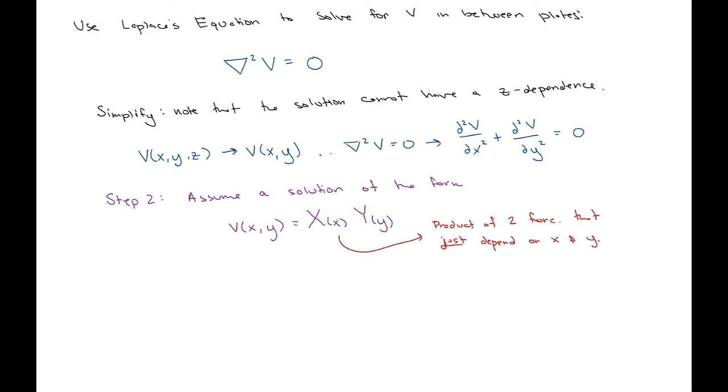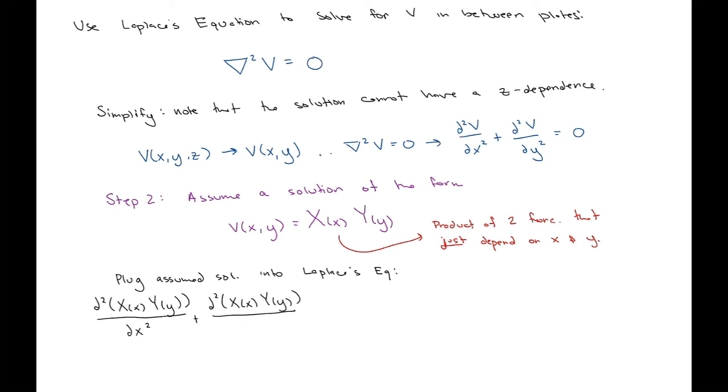So the next step is, once I figure that out, I'm going to plug our assumed solution into our equation, Laplace's equation. When I do that, I end up getting, let me just do it real longhand here. That's that first term. And that's the second term. I'm going to go ahead and take those partial derivatives.